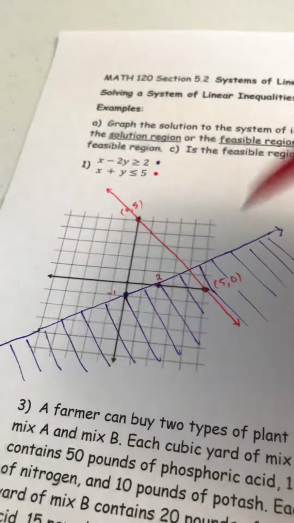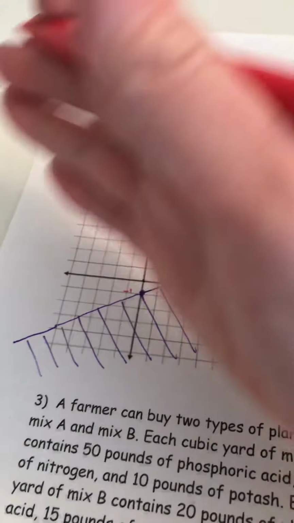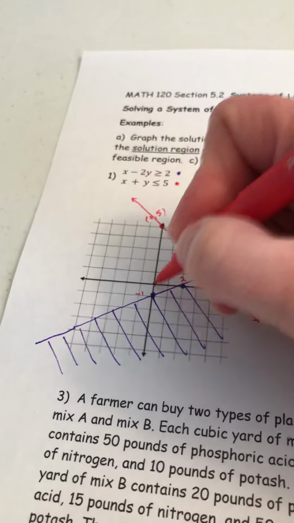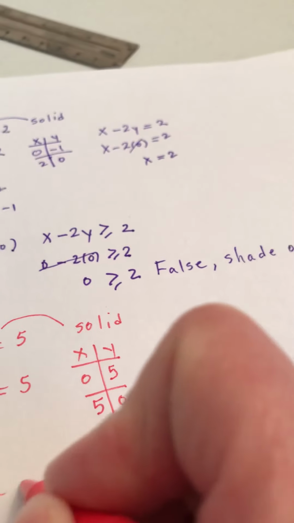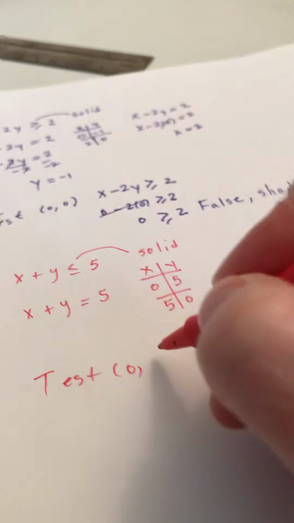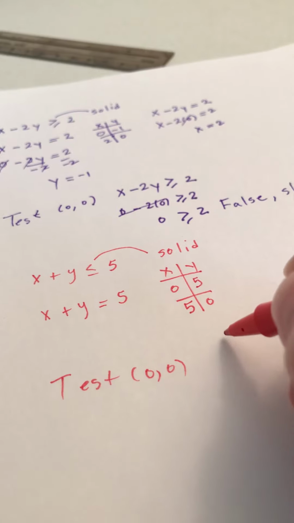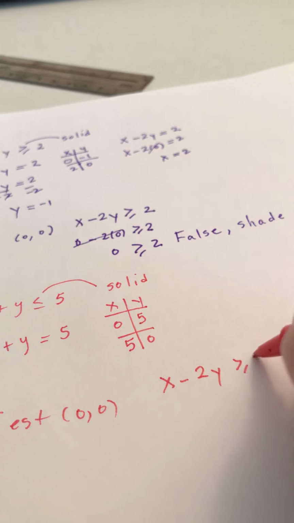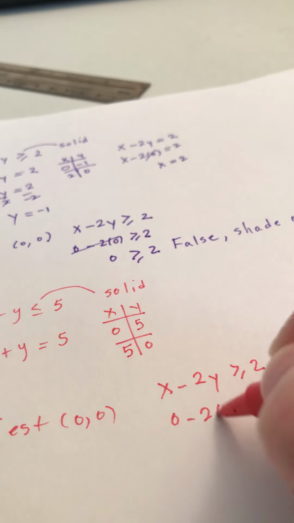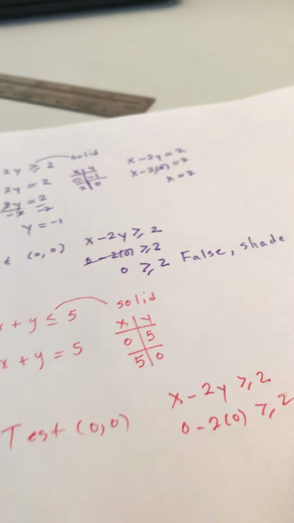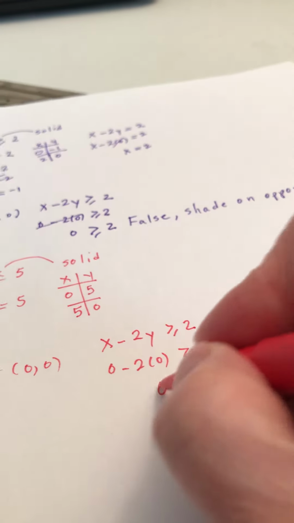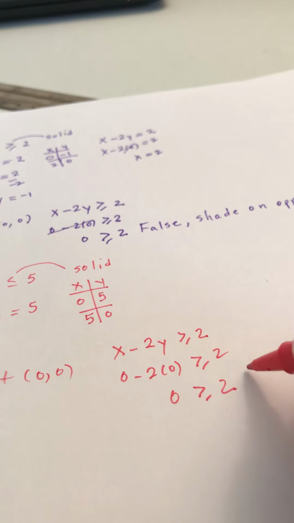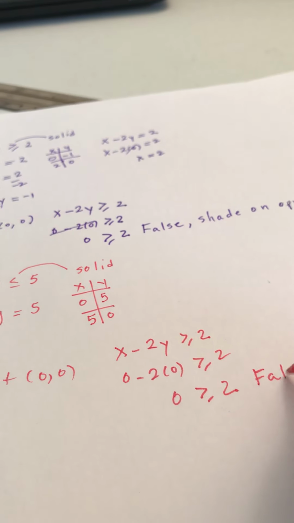Now, my red, I need to know which side to shade on, the red line. So I'm going to go back to my 0, 0. So we're going to test 0, 0 in the inequality. And that is false.